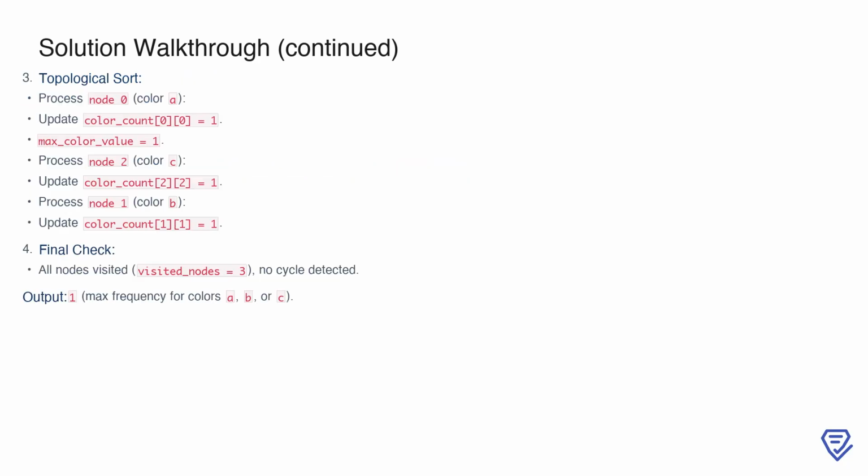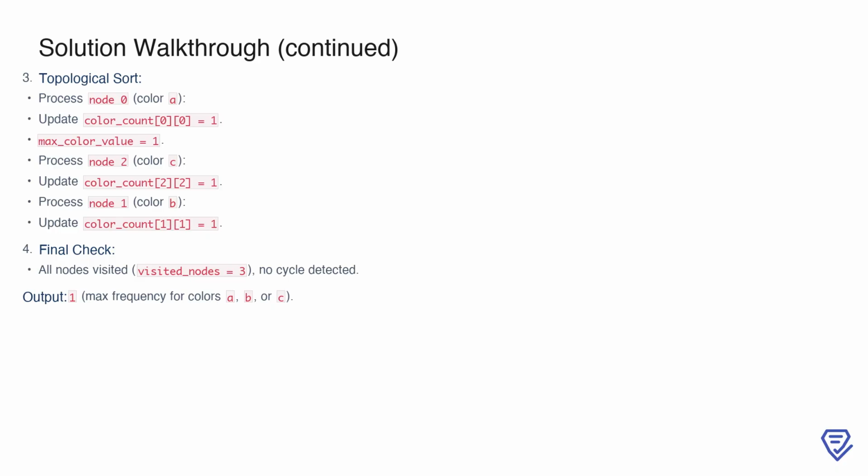We start the topological sort by processing node 0, which is color A. We increment the frequency for A at node 0, setting it to 1, and update the maximum color value to 1. Next, we process node 2, which has color C. Since node 2 is isolated, we simply update the frequency for C at node 2 to 1. Finally, we process node 1, which has color B, and update the frequency for B at node 1 to 1.